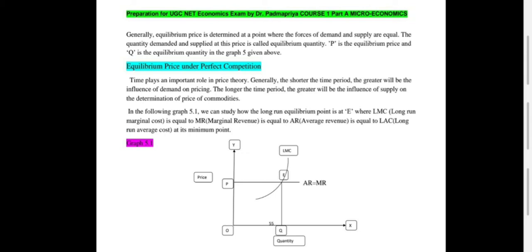Now, in the following graph 5.1, we study how the long run equilibrium is formed under perfect competition. E is the point of equilibrium, where LMC, the long run marginal cost curve, is equal to MR, which is marginal revenue, which is equal to AR, which is average revenue, which is equal to LAC, long run average cost, at its minimum. So you have the meeting of LMC, AR, MR and LAC. Here we see that AR and MR coincide.